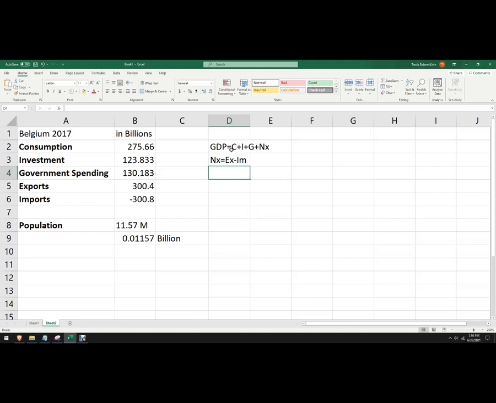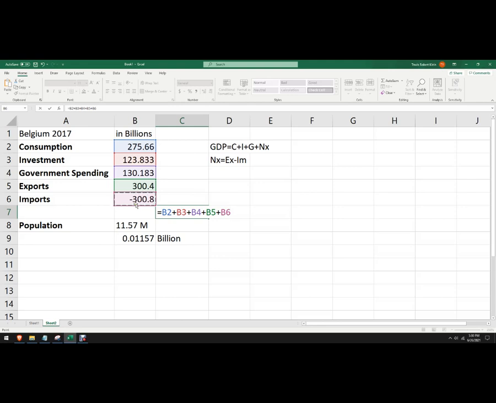Okay, so we're just going to use this formula here. These values are in billions. So I can actually just use Excel here to write the GDP. It's just C plus I plus G plus exports, and then minus imports, but I put it in as a negative number. In this case, we'd say Belgium is slightly a net importing country. So they import just a little bit more than they export.